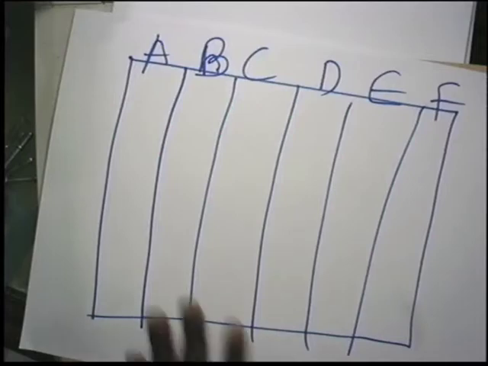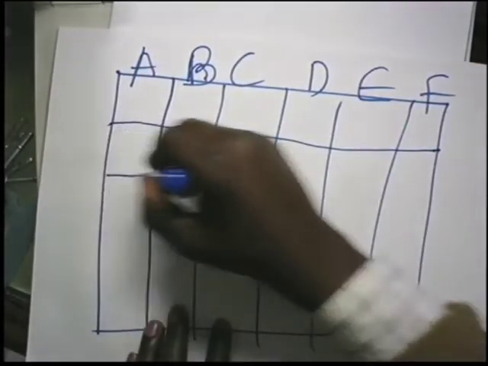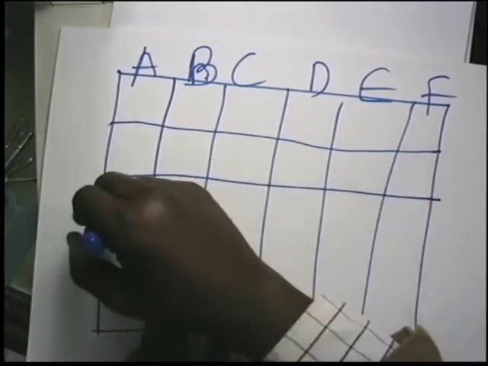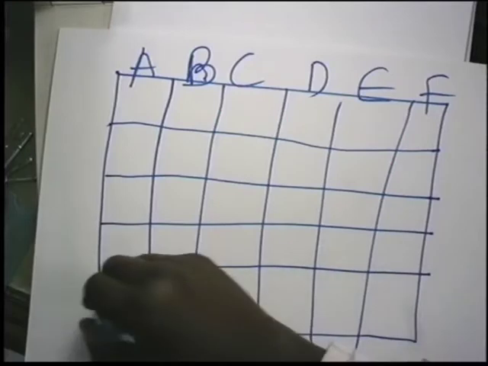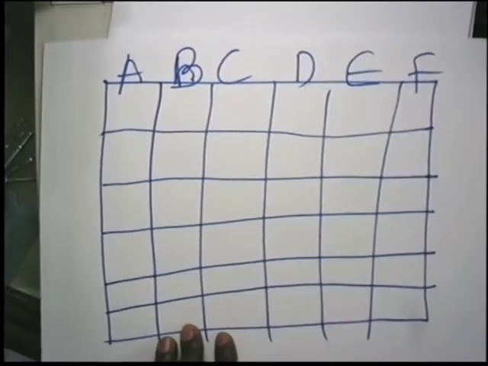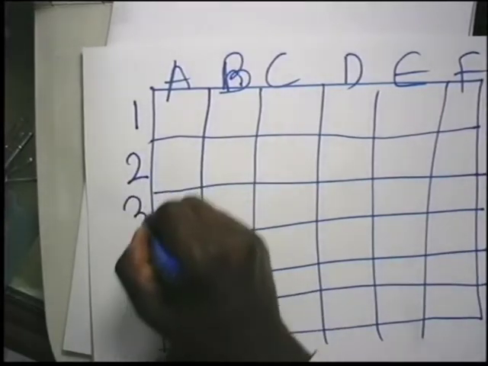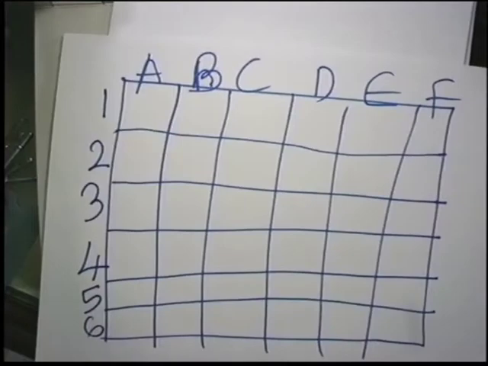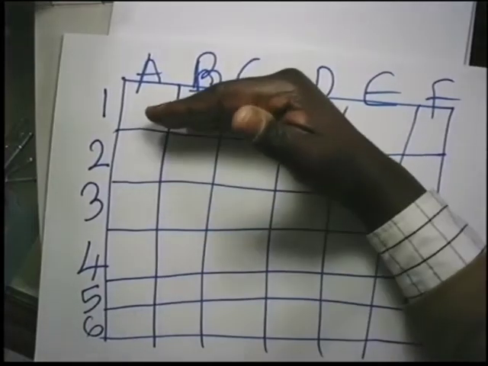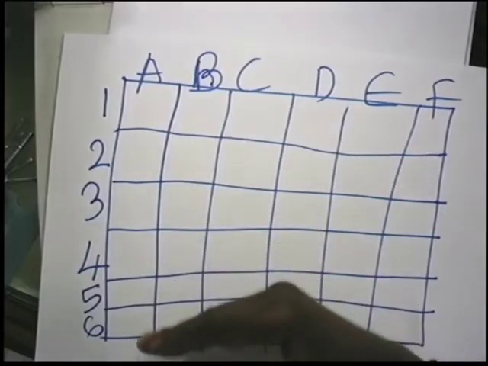Simple. Then, an Excel spreadsheet has rows, just as you can see me drawing the rows. Here are the rows in an Excel spreadsheet. The rows have numbers 1, 2, 3, 4, 5, and 6. How many rows are here? 1, 2, 3, 4, 5, 6 rows.